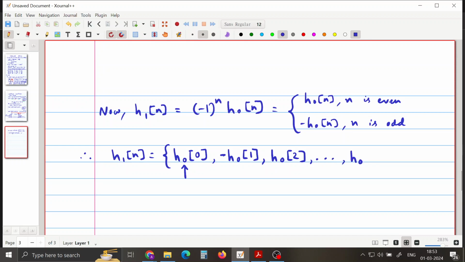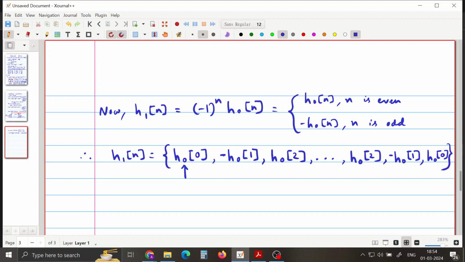The third last coefficient would again be h naught of 2, because the index is even, because it is capital N minus 2. Capital N is even, so capital N minus 2 is also even. Therefore, the sign doesn't change. For the second last coefficient, it is capital N minus 1. N is even, therefore capital N minus 1 is odd. So there is a negative sign here. And also the last term, it's an even index, so no change of sign.